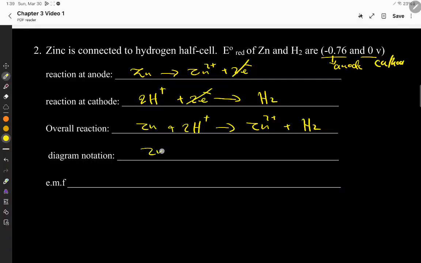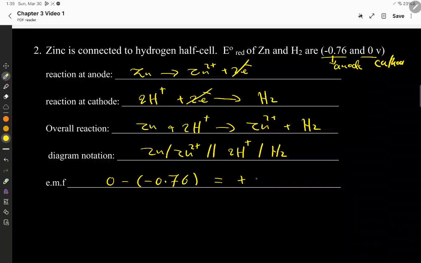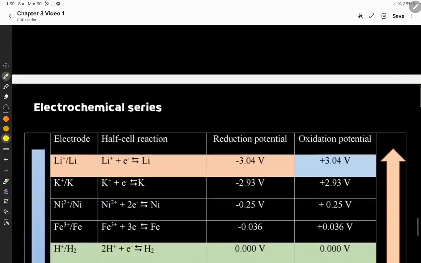Diagram notation, zinc, zinc 2 positive, we have here 2 hydrogen positive, hydrogen 0. The electromotive force will be 0, the reduction potential of cathode, minus negative 0.76. That's going to be positive 0.76 volt, which is the oxidation potential of the anode, which is zinc in this case.